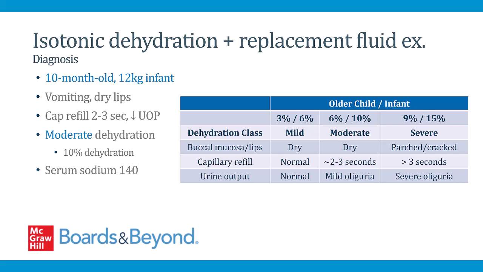Here we have a 10-month-old, 12-kilogram infant with uncontrolled vomiting for 24 hours and signs of dehydration as manifested by dry lips, slightly decreased capillary refill of 2 to 3 seconds, and decreased urine output. Based on her physical exam, you determine that this infant has moderate dehydration, which equates to 10% dehydration. Her serum sodium level is 140, meaning that she has isotonic dehydration.